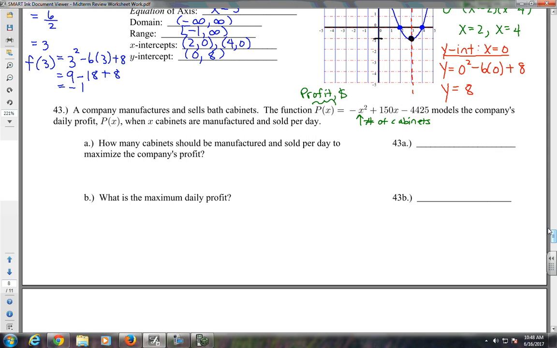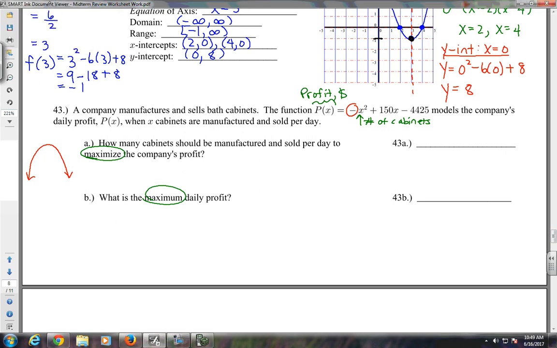Question A says, how many cabinets should be manufactured and sold per day to maximize the company's profit? And part B says, what is the maximum daily profit? Notice these words, maximize, maximum. If you'll observe our function p(x), it's a quadratic function. It's got an x squared there. And we know that it opens down because it has a negative leading coefficient. So if I just imagine the graph of that function, it's going to look something like a parabola opening down. So this question is asking me about maximum value, right?